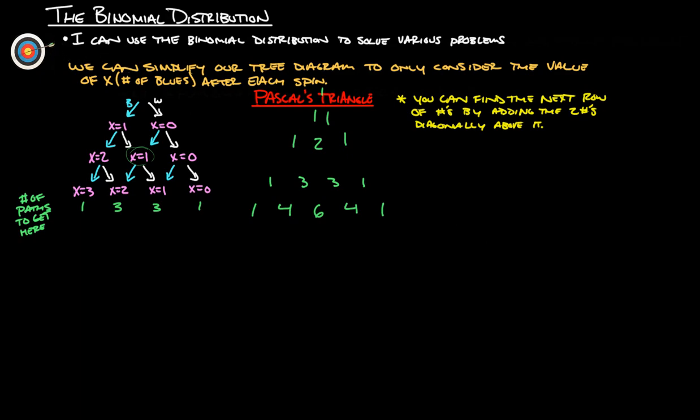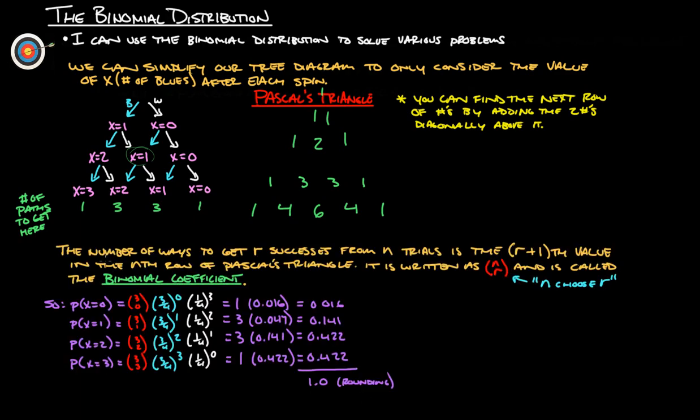All right, welcome back to part 2 of the binomial distribution. We were just talking about Pascal's triangle and how we can count all these things up in a little bit nicer way. So to continue on this path, the number of ways to get r successes from n trials is the r plus 1th value in the nth row of Pascal's triangle. Again, give me a minute and I'll explain this in further detail so it'll make a lot more sense.